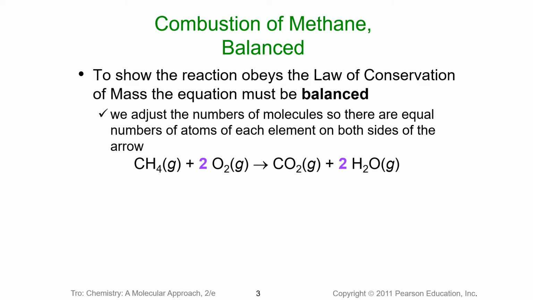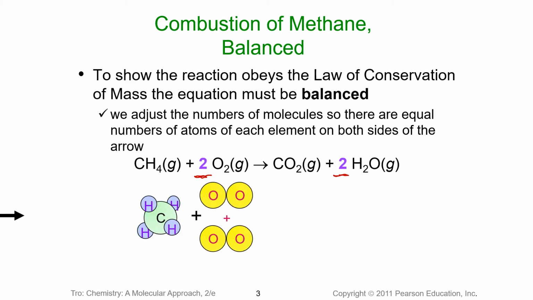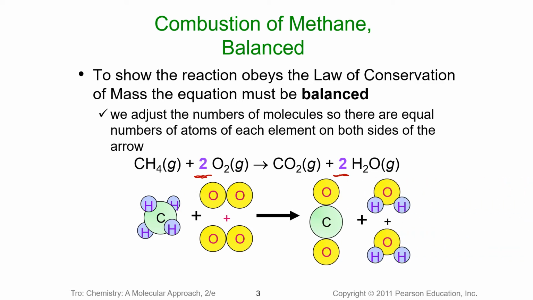When we balance a chemical reaction, we change the coefficients to adjust the numbers of molecules so that the same amount of elements are on the reactant side as on the product side. For this particular chemical reaction, we needed to add a 2 in front of our oxygen and a 2 in front of the water to make our reaction balance. Now if we look at the molecules, we can see that we have equal amounts on each side.